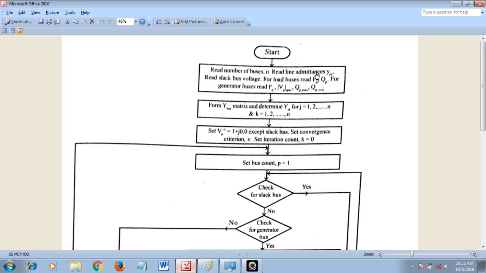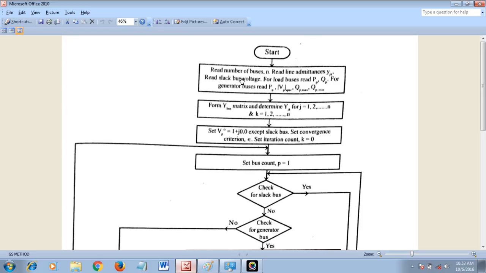Suppose you have a 2 bus system, it means we have a 2 cross 2 matrix. Suppose we have 3 buses, we have a 3 cross 3 matrix. Suppose 4 buses, we have a 4 cross 4 matrix. Likewise we have to determine our line admittances, either by the method of inspection or singular transformation, the Y bus method.